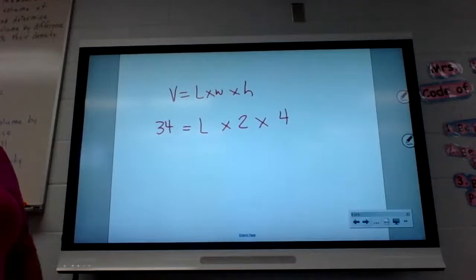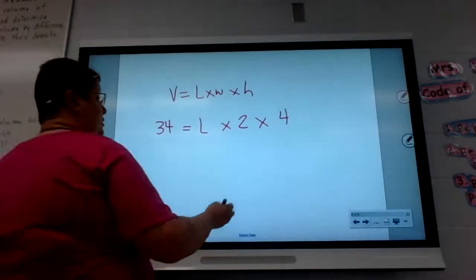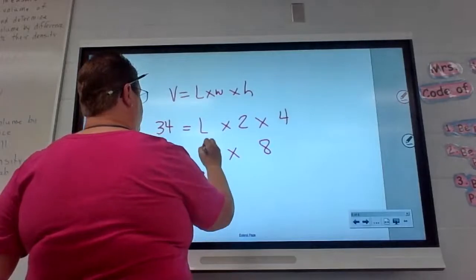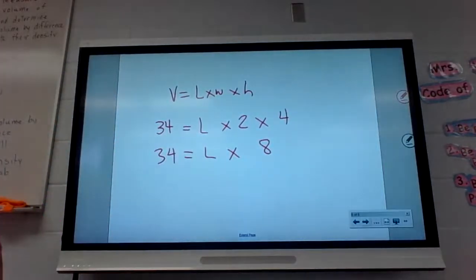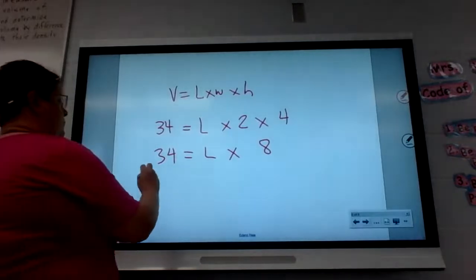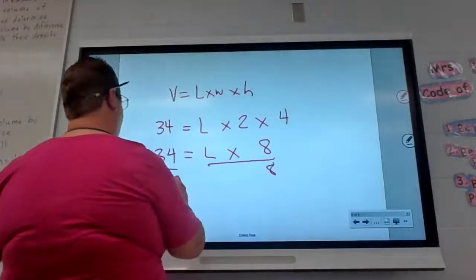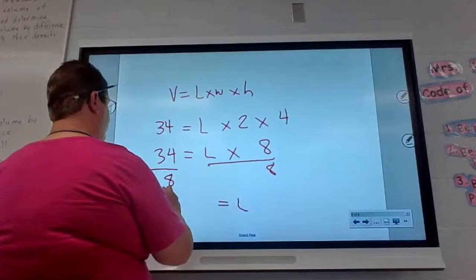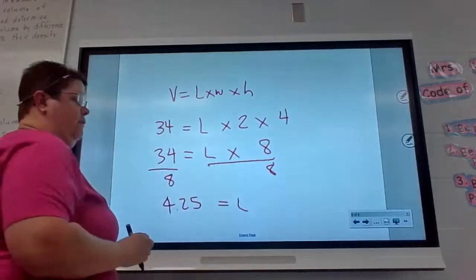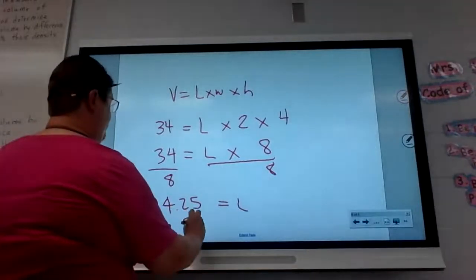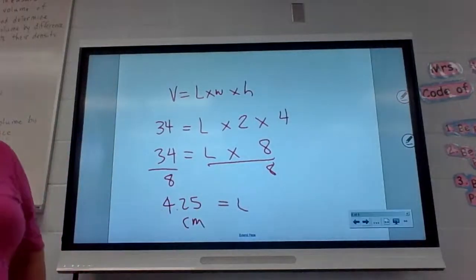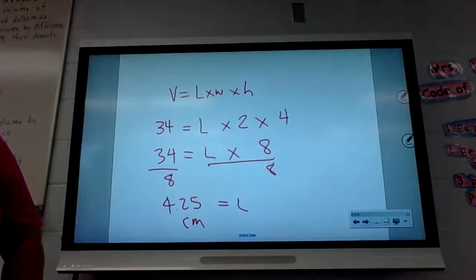It's called combining like terms in math class. 2 times 4 is 8. And what do you do to get L by itself? Divide by 8. Yep. 4.25, and it'll be centimeters.